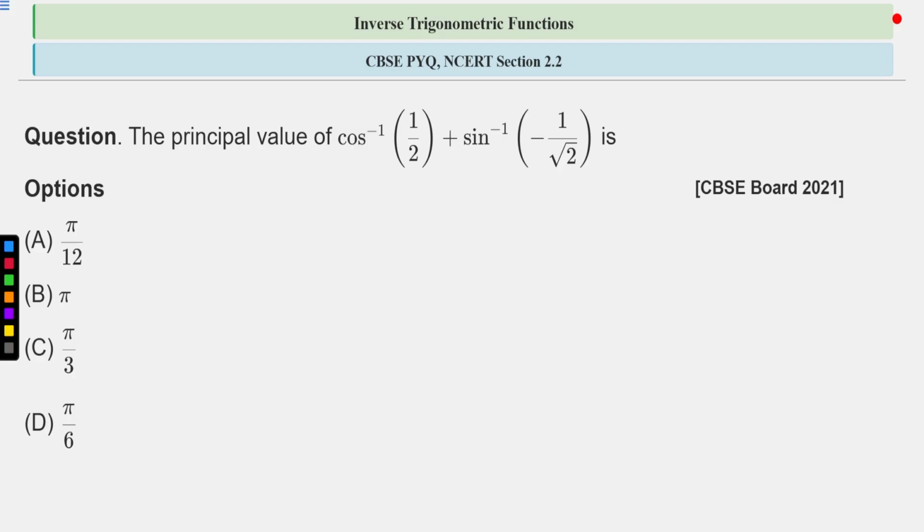What can you do? First, you will try to find the value of cos inverse 1 by 2, right? And we know that the principal value of cos inverse x should be between 0 to pi. So whatever answer you get for cos inverse 1 by 2, the value should be between 0 to pi. Similarly, the value you get for sin inverse minus 1 by root 2 should be between minus pi by 2 to pi by 2, because we know that the principal value of sin inverse lies between minus pi by 2 to pi by 2. Got it? So in this way, you can try to attempt this question.